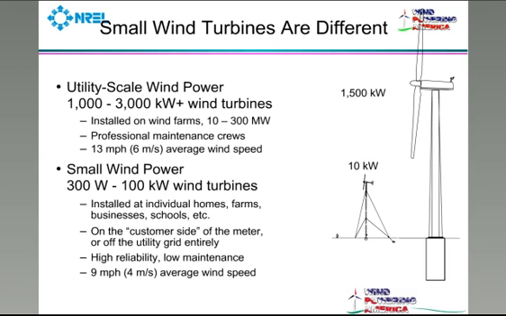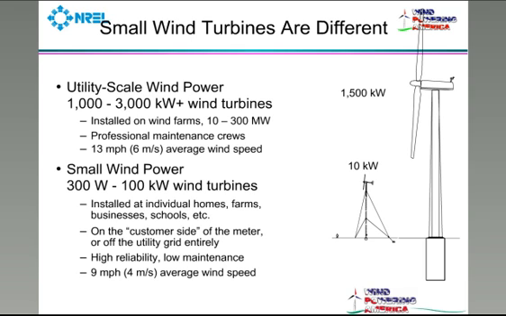On the utility scale side, you're talking 1,000 kilowatts and above. In the U.S., they're typically installed in wind farms going up to hundreds of megawatts, and they have professional maintenance crews, and they're put in just the very windiest areas. The developer will look for the windiest ridge that has transmission, make a deal with the farmer, plop them in there, and everybody's happy.